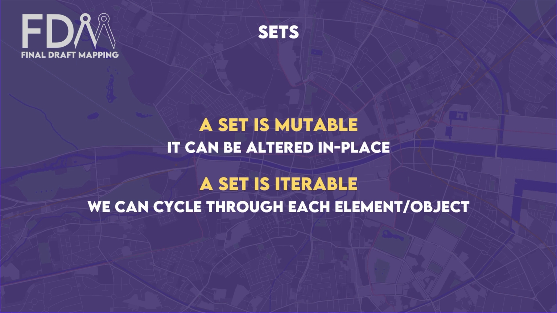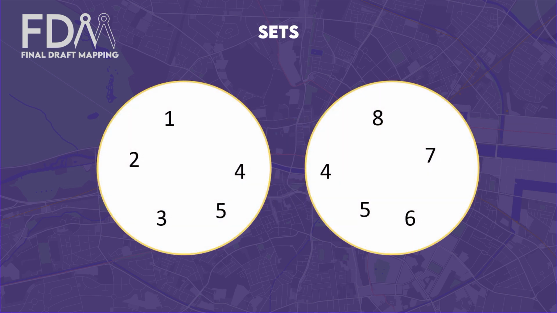It is very important to note that sets are unordered. There is no guarantee of the order of the elements, objects, or values returned each time you cycle through a set. Sets in Python adhere to set theory. You might have come across these in school where we used Venn diagrams. So let's say we have two sets of numbers, 1, 2, 3, 4 and 5, and 4, 5, 6, 7 and 8. We can see two common numbers in each set. These are 4 and 5.